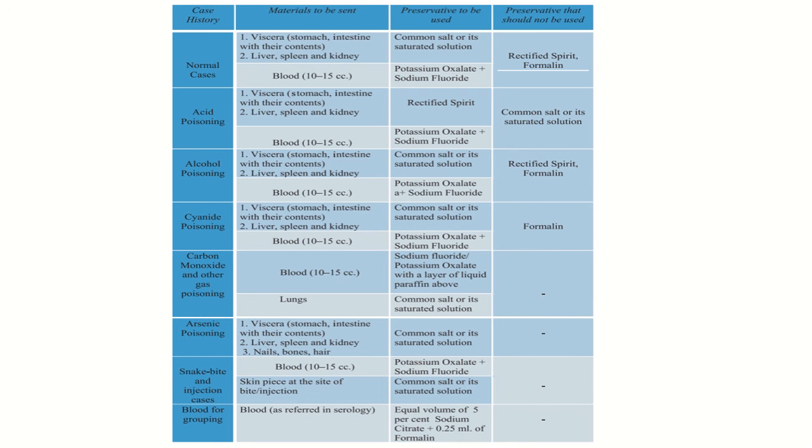Now, cyanide poisoning. Viscera, liver, spleen, and kidney are preserved in common salt or its saturated solution. Blood is preserved in potassium oxalate and sodium fluoride, and formalin should be avoided as a preservative.